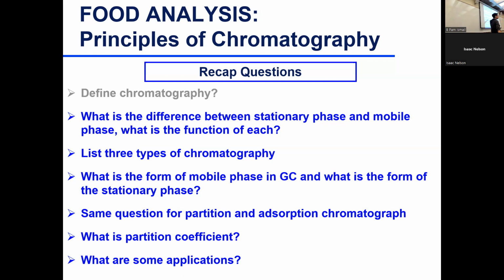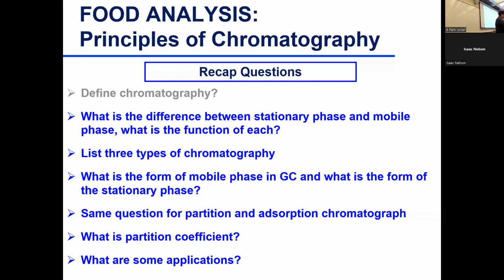So what's the function of the stationary phase, Kevin? To absorb the thing that's being carried, your sample that's being carried. Yes, the eluent, the constituents. Yes, very good. Sometimes it's absorbed, but it's not always an absorption.